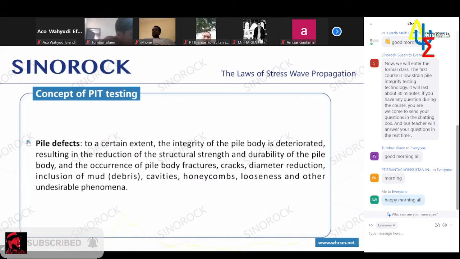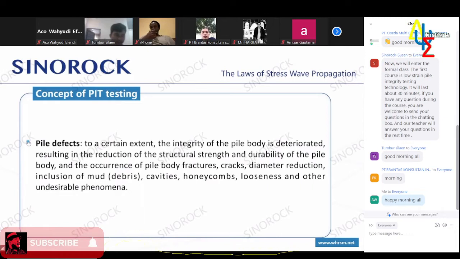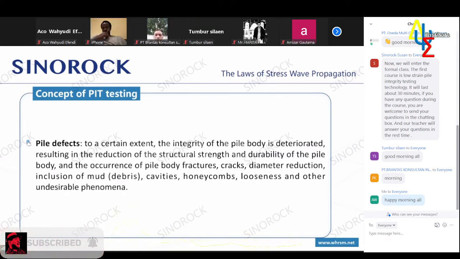What is the definition of pile defect? It will deteriorate the integrity of the pile body to a certain extent, causing the reduction of the structural strength and durability of the pile body. Generally speaking, we often encounter that the pile body is broken, and there are cracks, shrinkage, mud and debris, cavities, honeycombs, looseness and other undesirable phenomena in the pile body. Pile defects are a general description of this phenomenon.